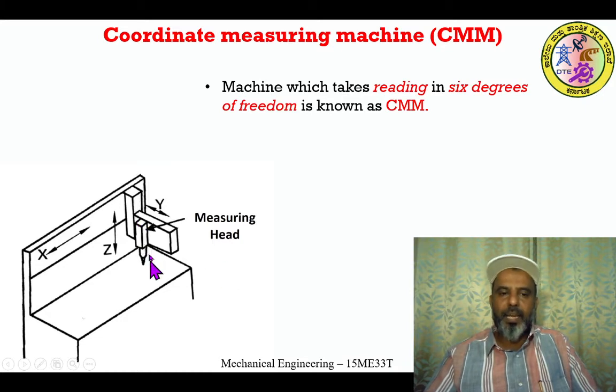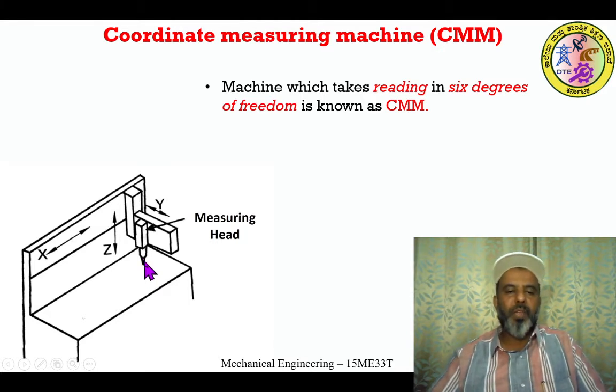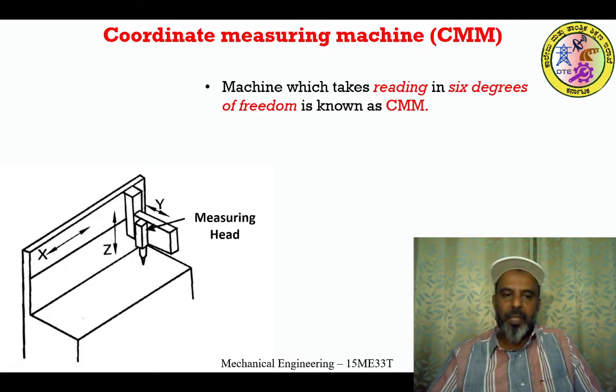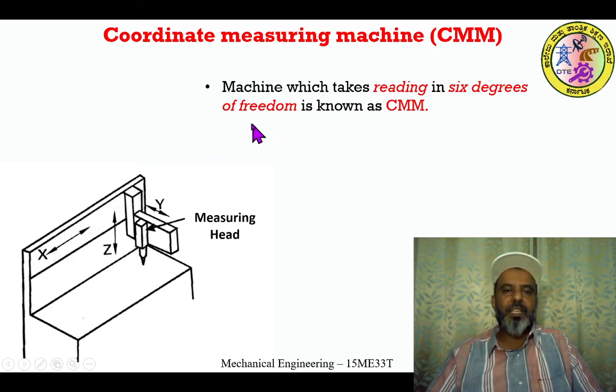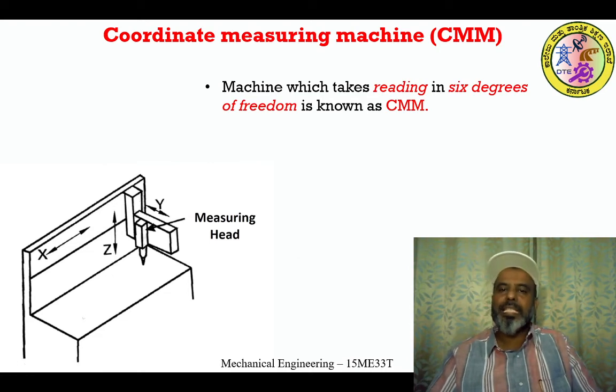The measuring head consists of a probe, and this probe may be made up of a mechanical taper tip, or a ball tip, or a laser tip, or monochromatic white light. This probe is generally attached to the 3rd axis movement, that is the Z axis, and the measurement is generally done in this Z axis. The machine which takes reading in 6 degrees of freedom is known as the CMM. This is about the CMM.